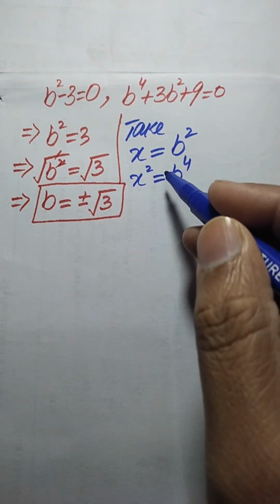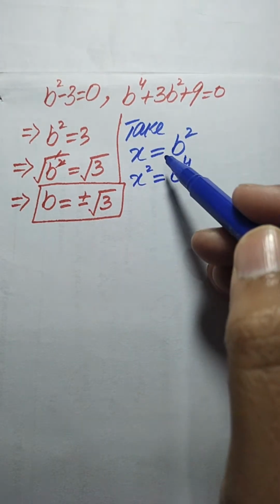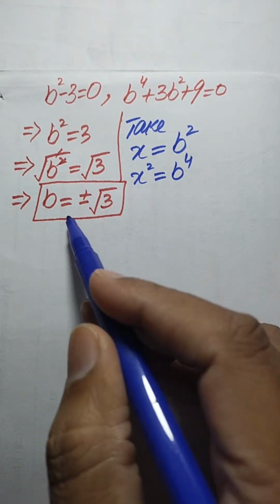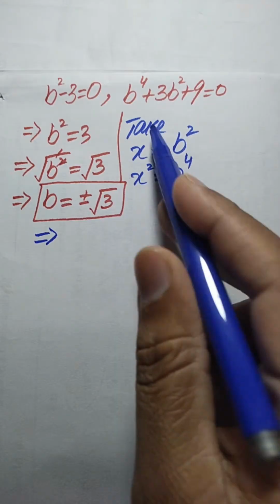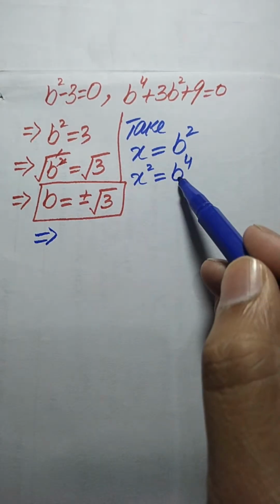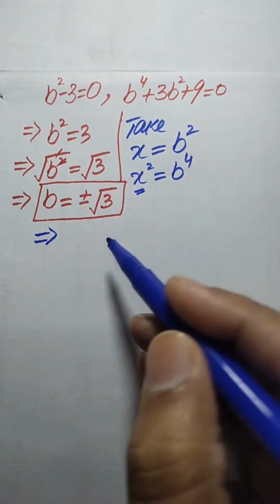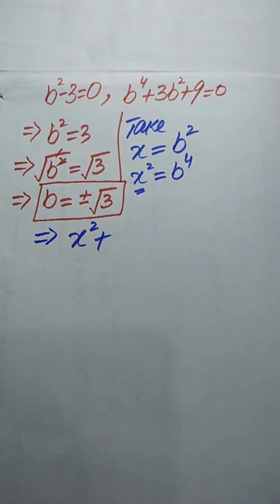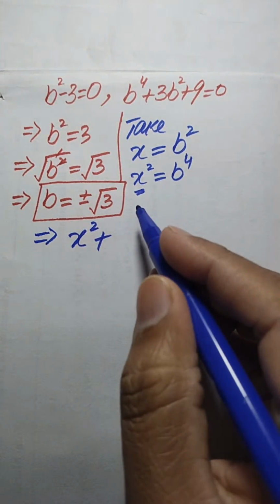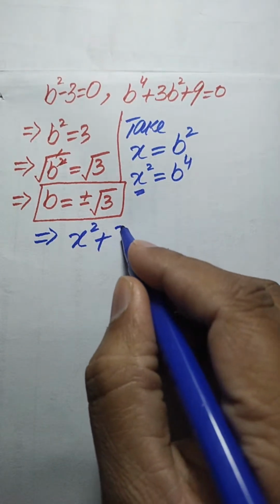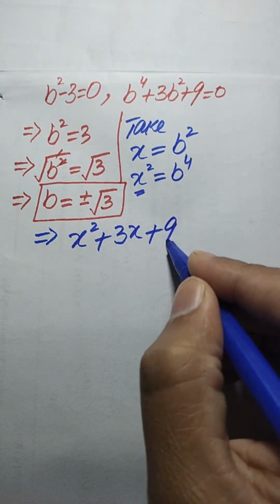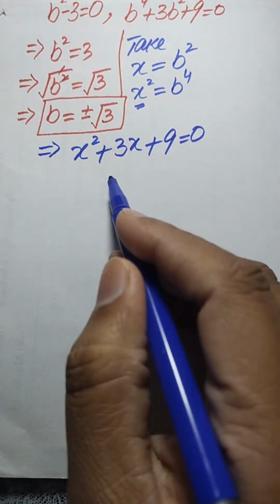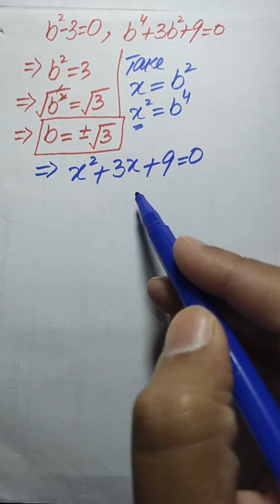In that way we convert our fourth order equation in the b variable into a quadratic equation in the x variable. After substituting these two values, you know that b to the power of 4 equals x square, we put it here and it becomes x square plus 3 times b square, and the value of b square is x only, plus 9 equals 0. So in this step we convert our fourth order equation into the quadratic form.